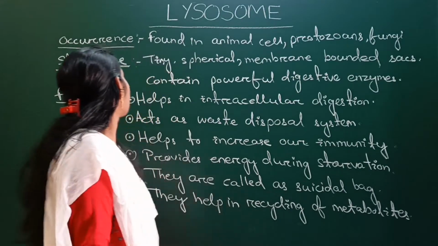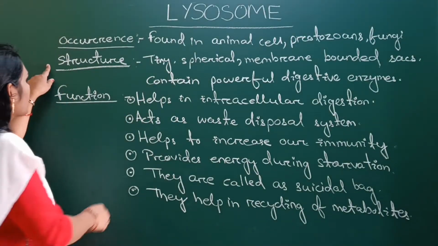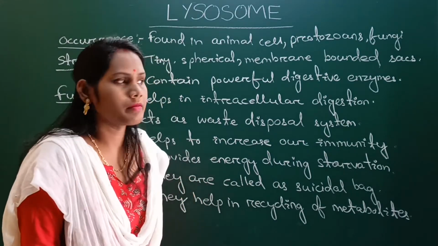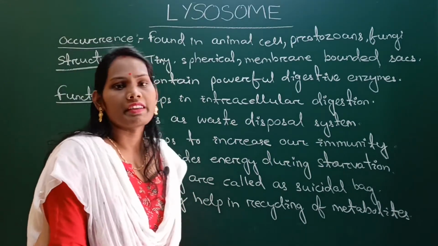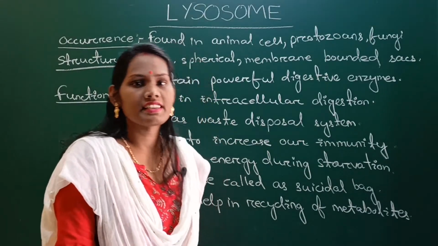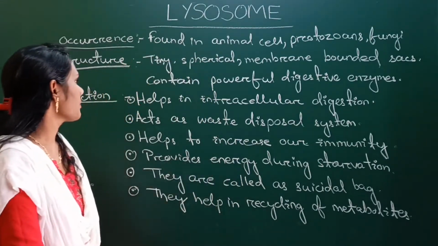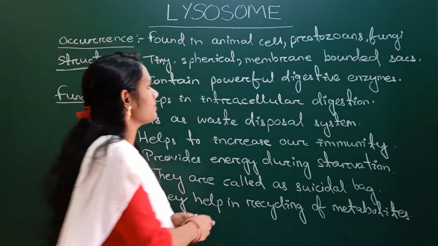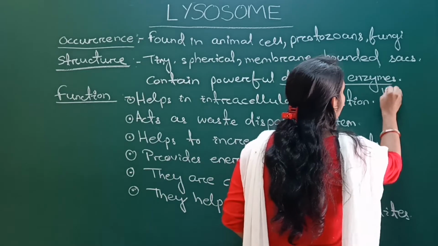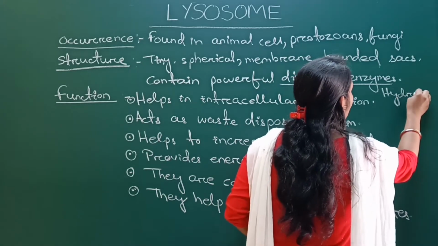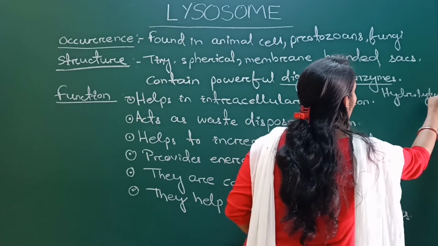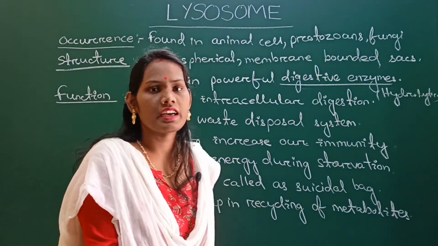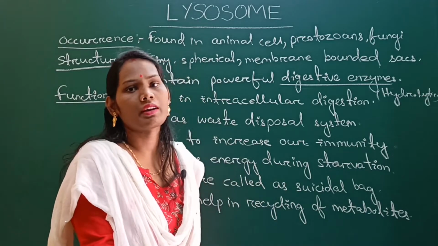Okay, next let's go through the structure. So lysosomes are spherical or oval shaped, tiny, membrane bounded vesicles or sacs. And they contain some powerful digestive enzymes, also known as hydrolytic enzymes. So it may digest other cellular organelles, it may digest waste material, it may digest the damaged cell, it may digest pathogens.